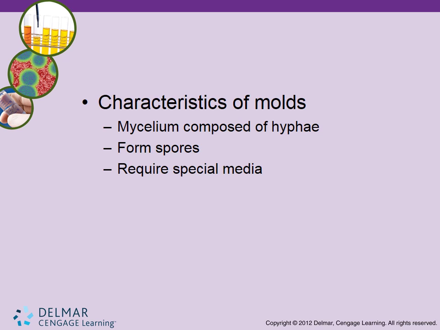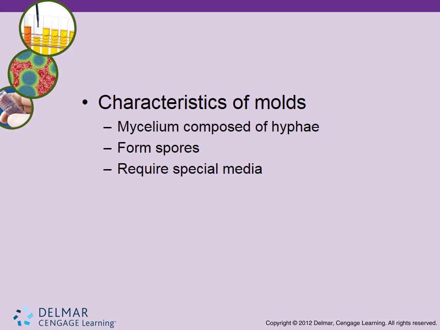There are two types of spores: sexual, which means that they reproduce by fusion of nuclei, and asexual spores, which are the most common, and these can grow into another cell without uniting with another cell.